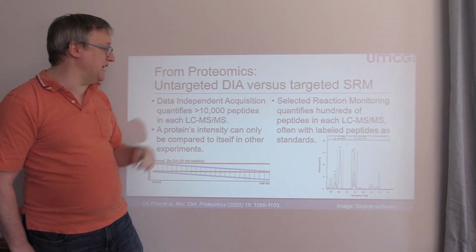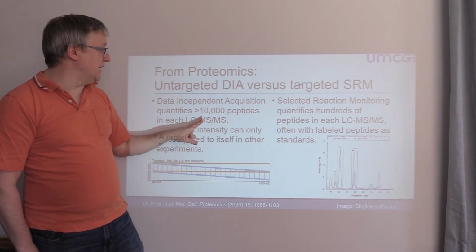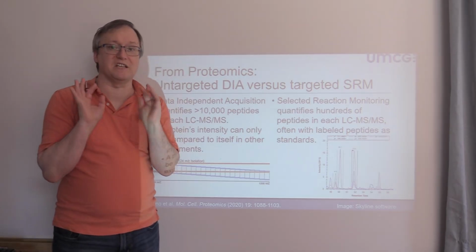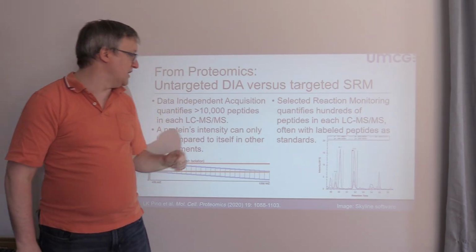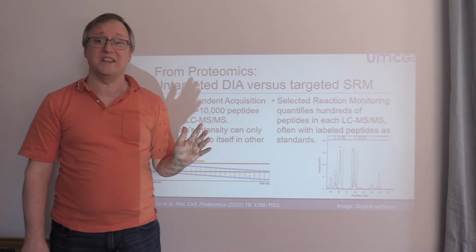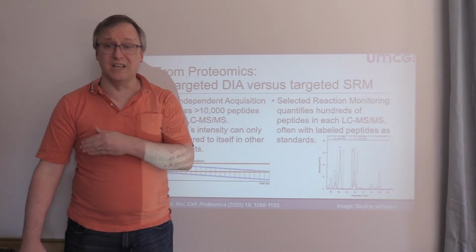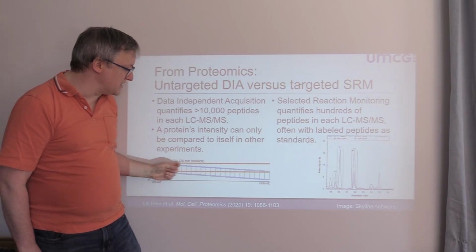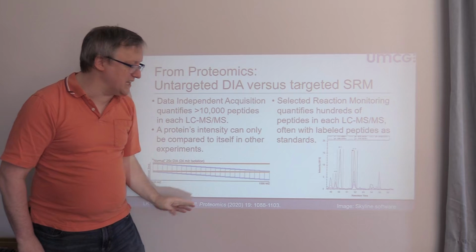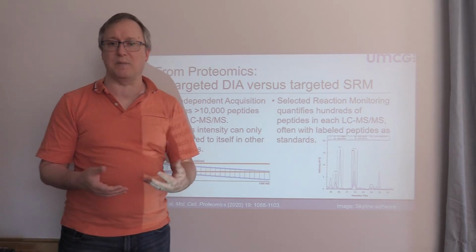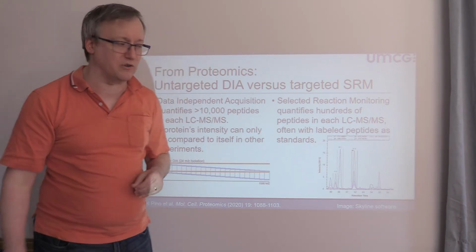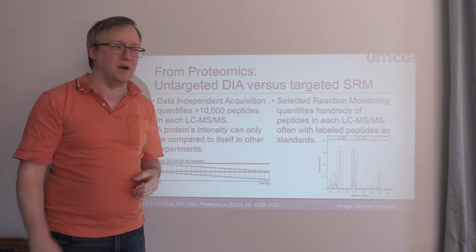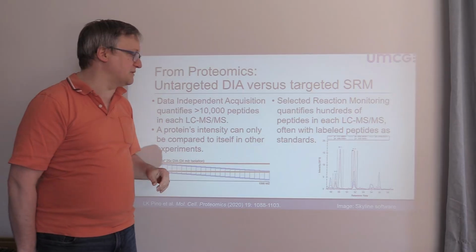So let's start with the data-independent acquisition experiment. Here, we're probably going to try to quantify as many peptides as possible from a mixture. And you can do this with more than 10,000 peptides being quantified in each experiment. So in this case, we're going to combine MS1 scans and MS2 scans, so tandem mass spectra with full scan mass spectra, much as we would in a classical DDA style experiment, a data-dependent acquisition experiment.